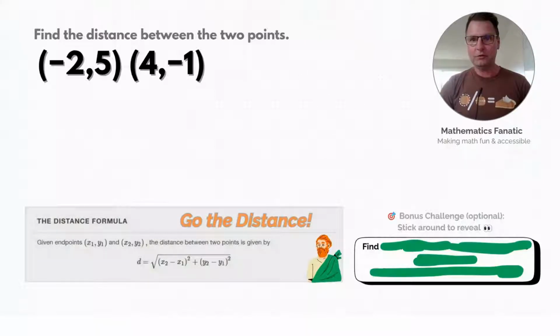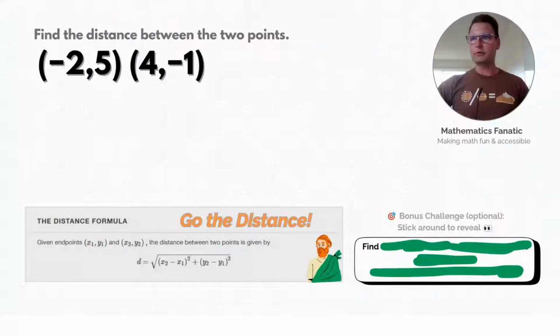In today's quick challenge, we're going the distance, literally. We'll be using the distance formula, which is just a quick shortcut that actually comes from the Pythagorean theorem. But don't worry, we're not diving into that whole triangle story today. We'll just plug and solve. It's a short one, but a good one, so stick around.